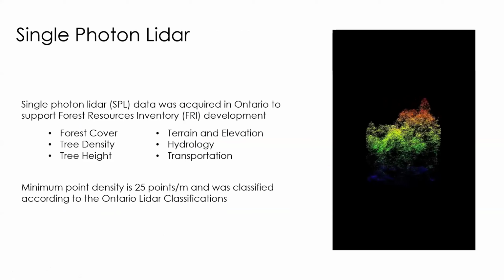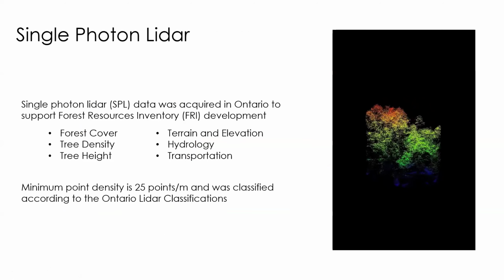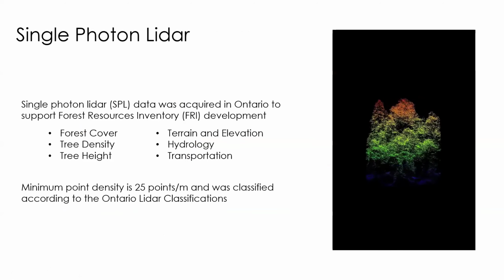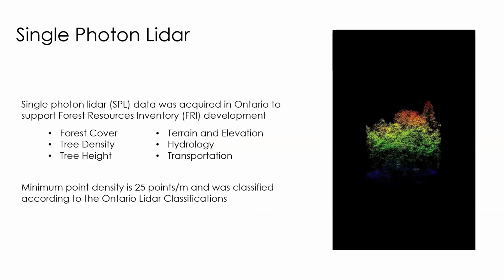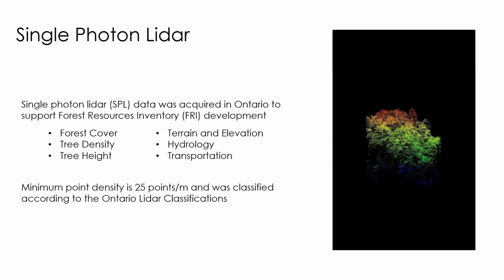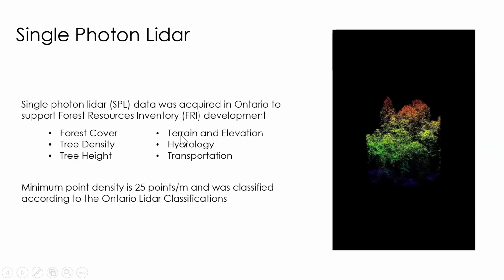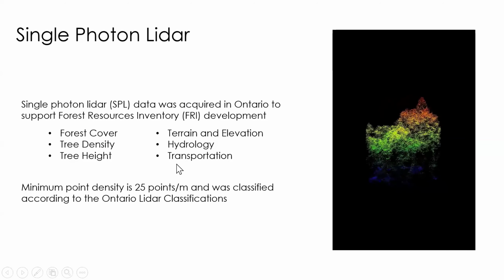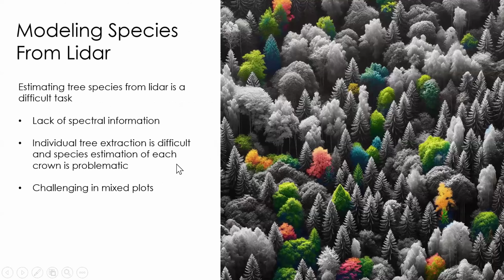Single photon LiDAR, or SPL, data has been acquired in Ontario to help support this forest resource inventory development, and it's used to estimate a bunch of different forest attributes, as well as things like terrain and elevation, hydrology, and transportation. And like was said before by Ian, the minimum point density for this is around 25 points per meter squared.